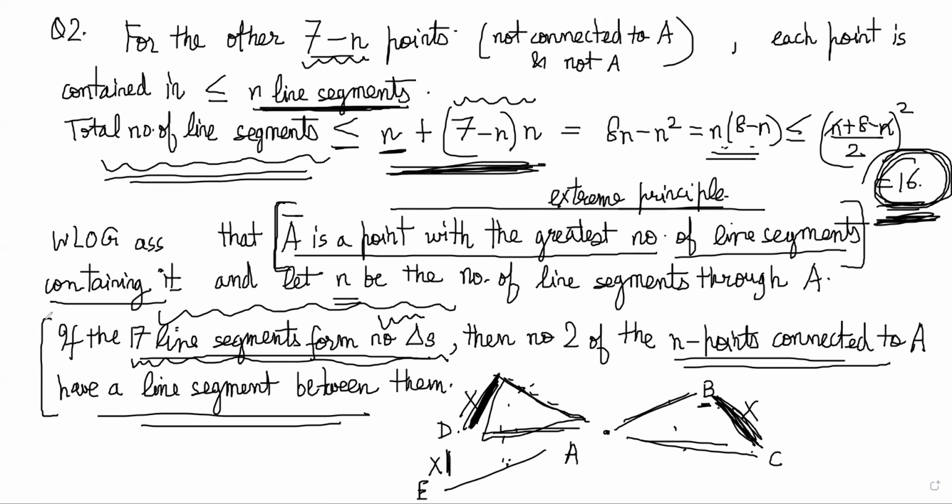Let's look at another problem. This is a famous problem. It's called Sylvester's problem. A British mathematician formulated the question, but it was not solved till 50 years later. Now we have a nice solution using the extreme principle for this problem. Let's first understand what the question says.